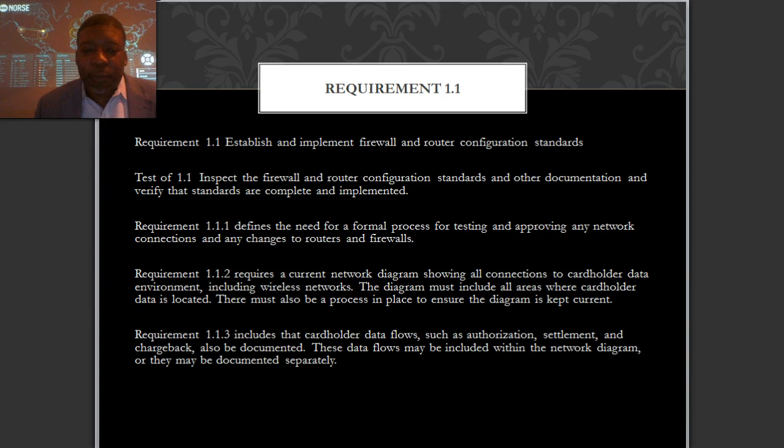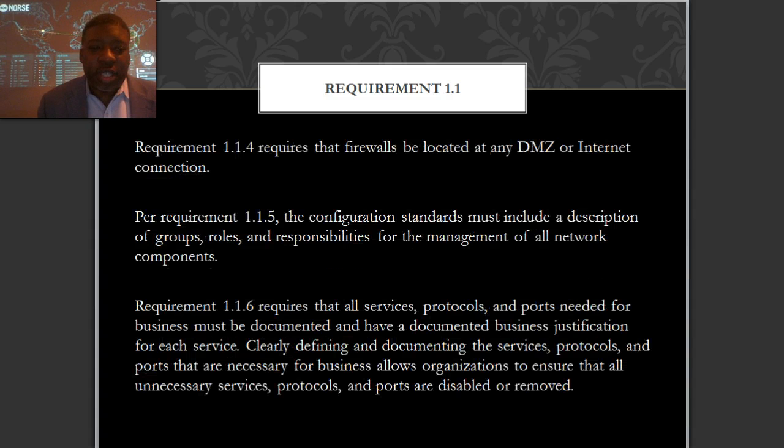1.2 states simply you need to have some type of network diagram. And 1.3 states that you should know and have documented the flow of the cardholder data. So your network diagram can have how the cardholder data goes in and out of your network. All right, so that's 1.1, 1.2, and 1.3 in a nutshell. You can always pause the video and actually read the screen.